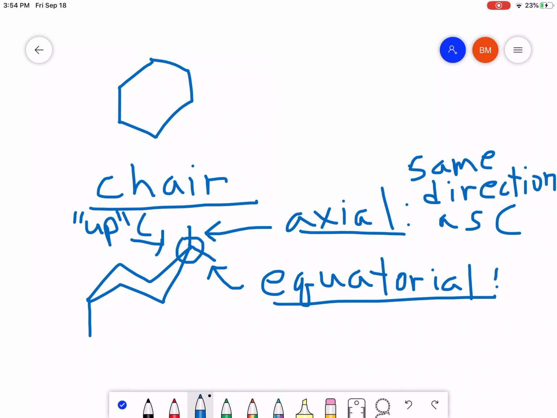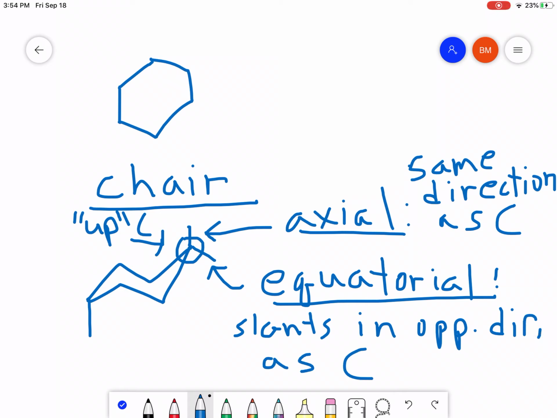Equatorial is the opposite. Equatorial slants in the opposite direction as the carbon it is attached to. Looking at the far right again, if we have an up carbon, that means this equatorial bond right over here has to slant downward. If we go over here, where we drew this axial bond, a down carbon pointed straight down, that means our equatorial bond has to go up and off to the side as a slant.